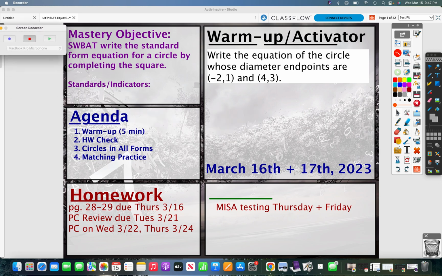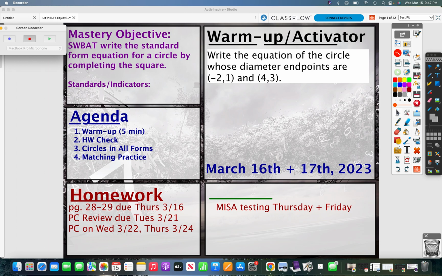All right, so this is for Unit 4, Topic 1, SLT 5. We're going to be talking about how to write the equations of circles in standard form. For your warm-up today, you're going to write the equation of a circle whose diameter endpoints are (-2, 1) and (4, 3). This was a lesson that we did on Monday of this week.